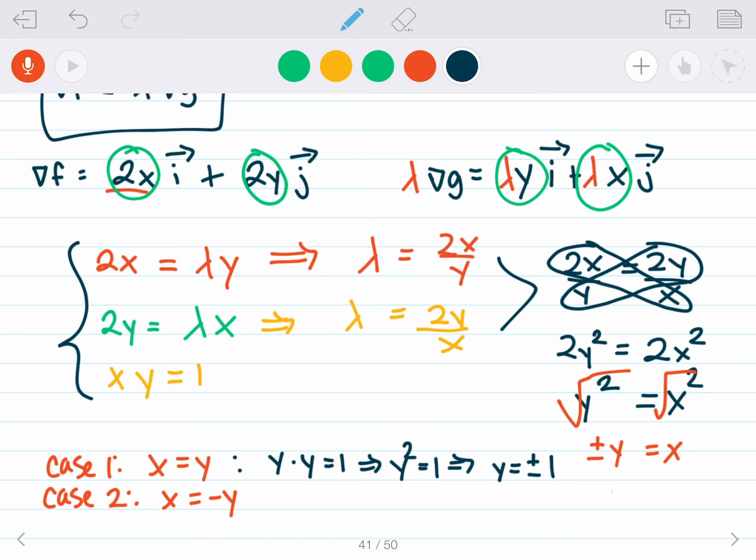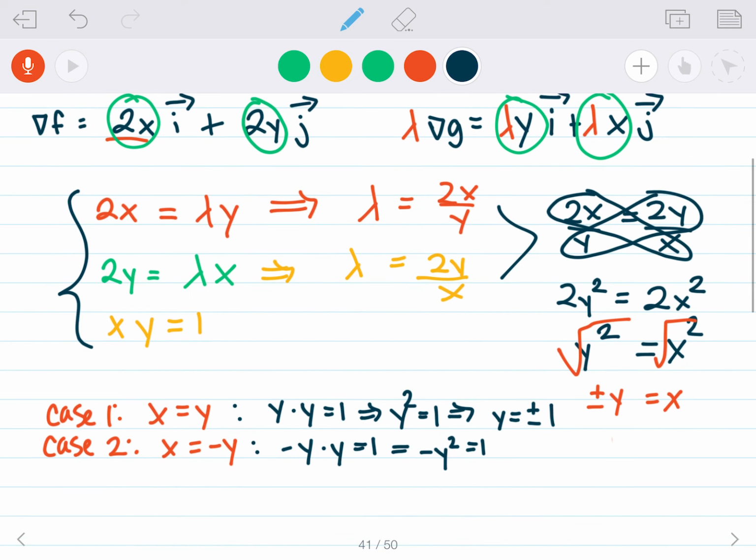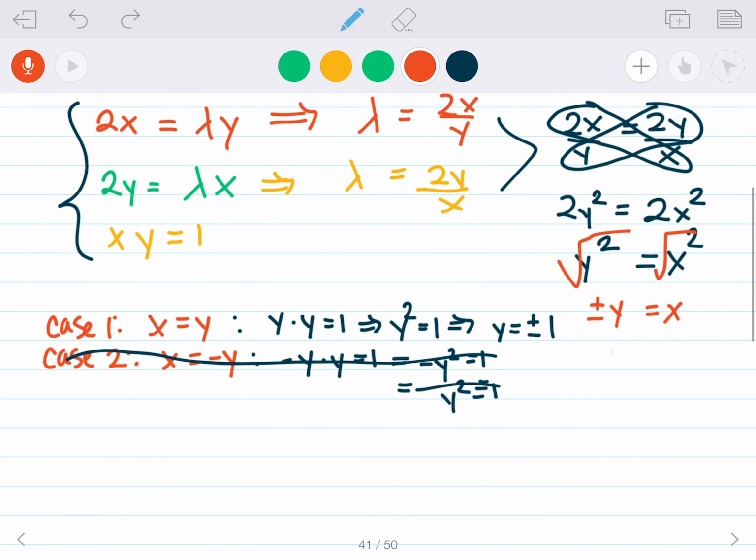And in case 2, if I plug in negative y for x into that second equation, I get negative y times y equals 1. That tells me negative y squared equals 1. Dividing both sides by the negative, I get y squared equals negative 1, but I can't take the square root of a negative number, so that is undefined, and we can just cross case 2 out. So in case 1, we have y is equal to plus or minus 1.